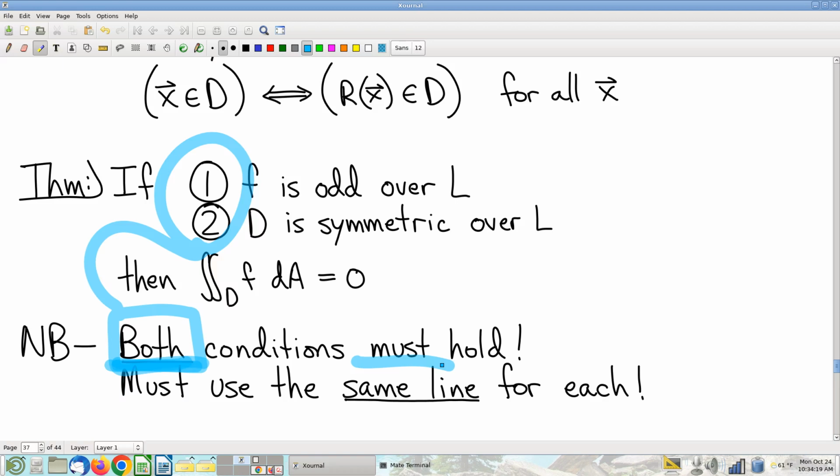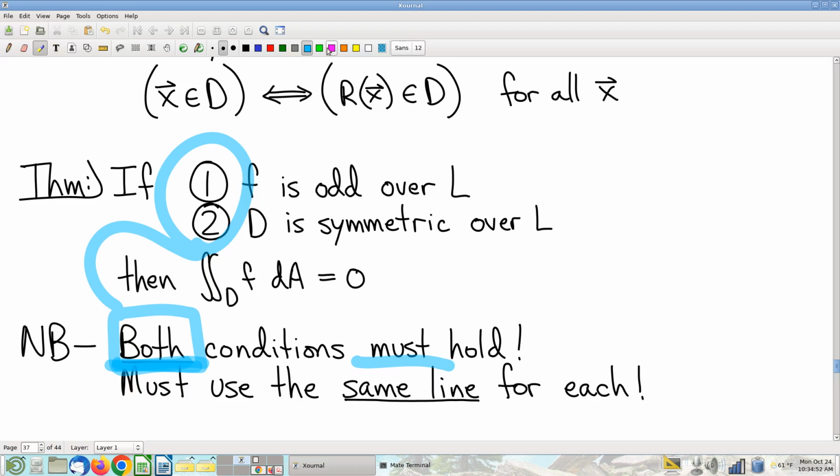It's very dangerous, because a lot of students will get justifiably excited about this theorem. It's so powerful, it's going to save me so much work. Oh my gosh, it's fantastic. And they'll see a symmetric domain, forget to check if the function's odd. And if it's not, then it doesn't work. And vice versa. You might see that you have an odd function, but forget to check whether the domain is symmetric. And again, likewise, you need both for the argument to work.